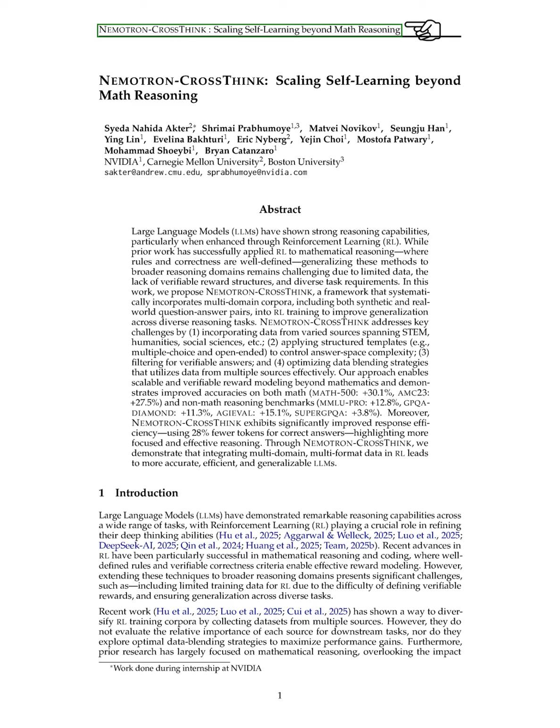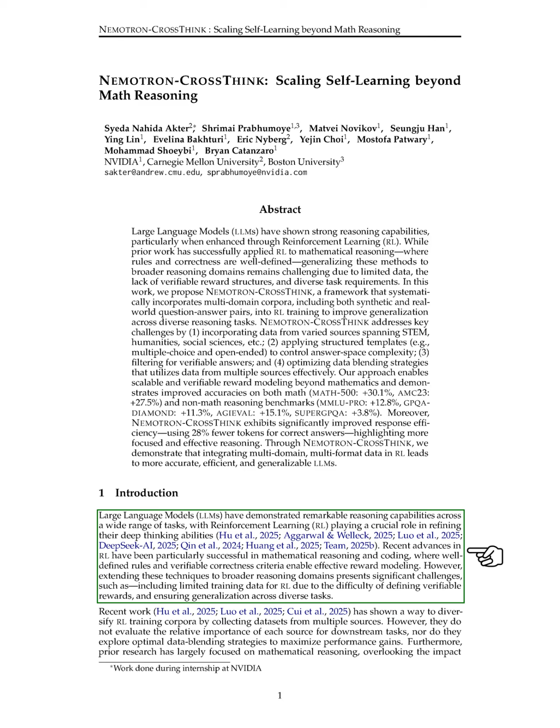Section: Introduction. In this section, we discuss the impressive reasoning abilities of large language models, LLMs, and the important role of reinforcement learning, RL, in enhancing these skills. While recent RL advancements have excelled in areas like mathematical reasoning and coding, applying these methods to broader reasoning tasks poses challenges. These include limited RL training data due to difficulties in defining clear rewards and ensuring models can generalize across various tasks.